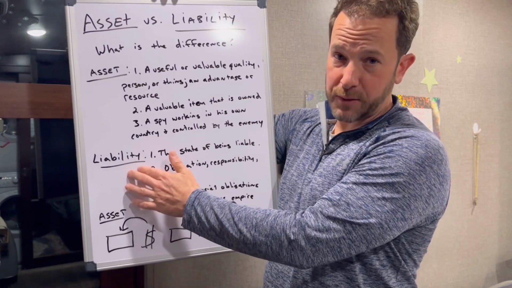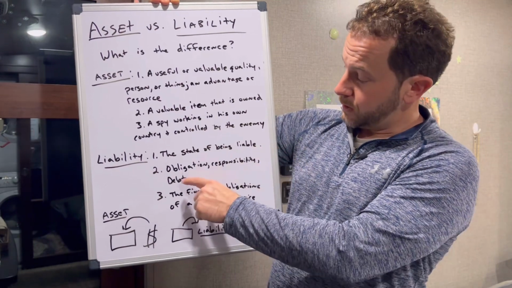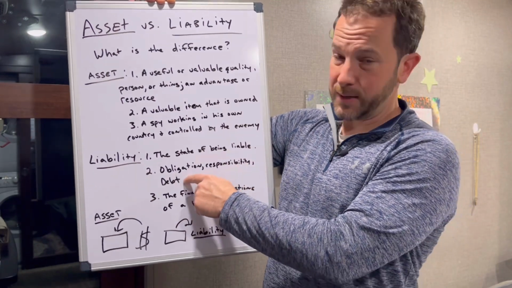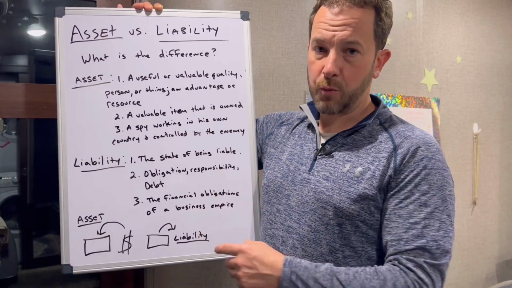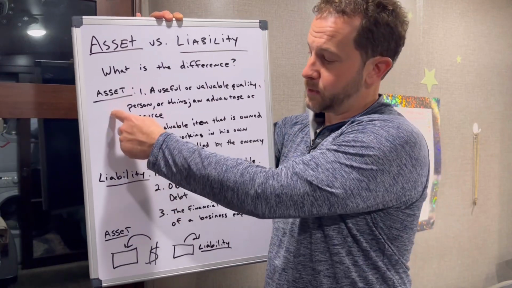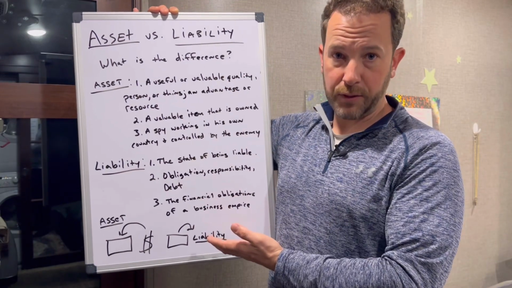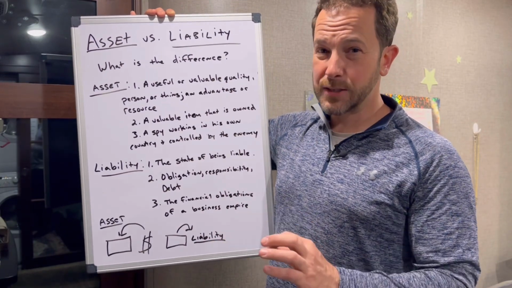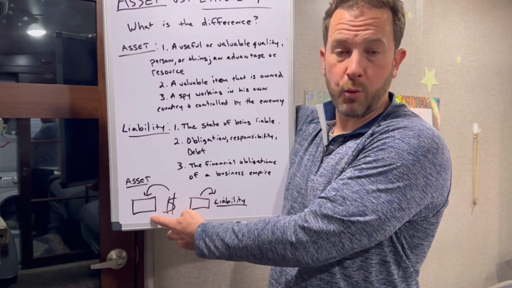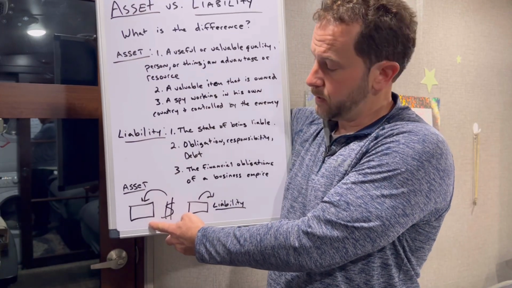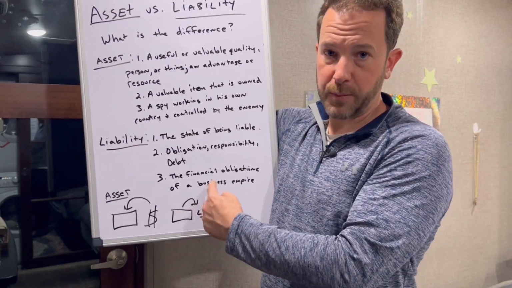So what's the definition of a liability? The liability is the state of being liable. It's an obligation or a responsibility or a debt. And the third definition is the financial obligations of a business empire. Basically this breaks down into two things: what is an asset, and what is a liability when money is concerned? You can take these definitions as fact and they're all true, but the easiest way to break down asset versus liability is this. Imagine your wallet or your bank or your pocket. An asset is something that puts money into that pocket. A liability is something that takes money out of it.